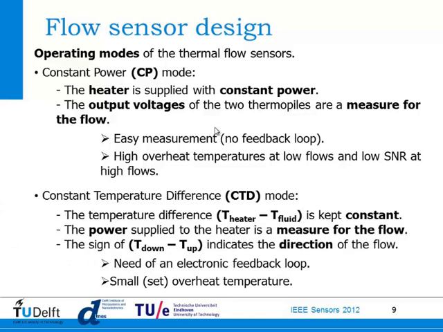So another driving mode is keeping the temperature difference constant. This time you keep the temperature difference between the heater and the fluid constant, and you measure the power you need to supply to the heater to keep it constant. And this is the measure for the flow. The T down, T up thermopiles give us the direction of the flow. The disadvantage is that you need a feedback loop, so you need to add some electronics together with the sensor. But the huge advantage for medical applications is that you can set the overheat temperature yourself, so you can put it as small as you want.